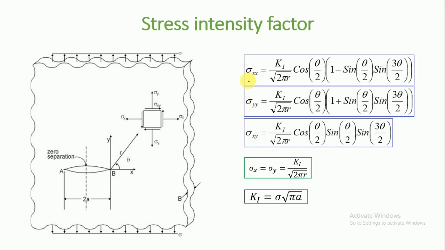Now we can model the brittle fracture in terms of stress also. Here, if we apply some far field stress sigma, and if we consider a point at distance r from the crack tip, and the angle between the line joining the point and crack tip and the horizontal x-axis is theta, then sigma xx can be written in this form. Sigma yy can be written in this form, where K1 is the stress intensity factor.